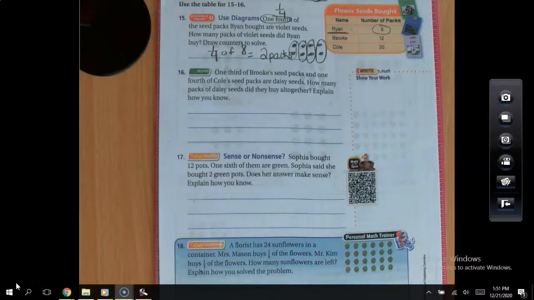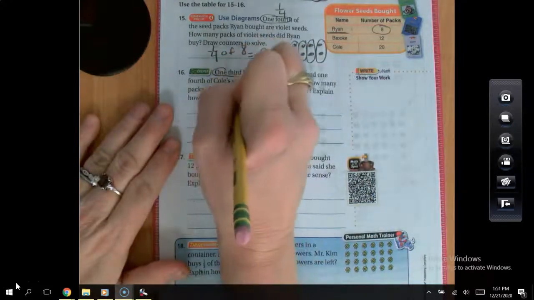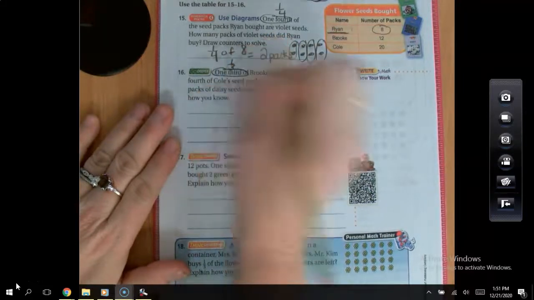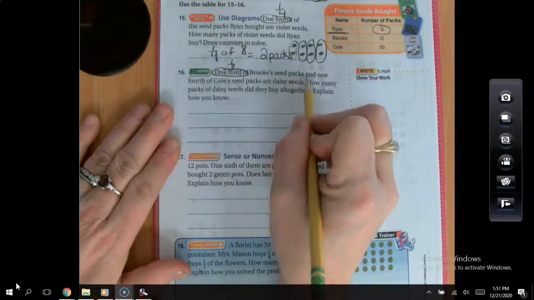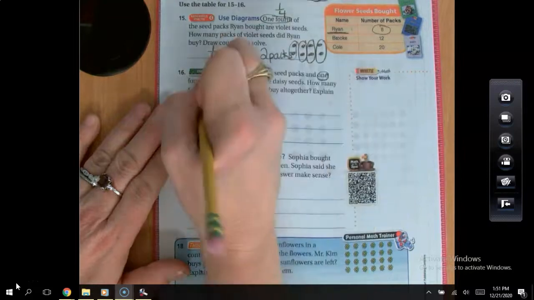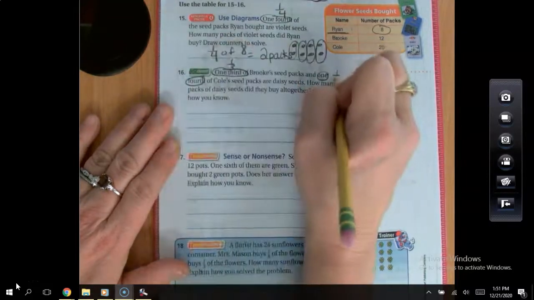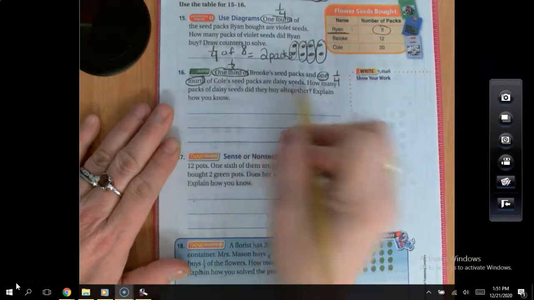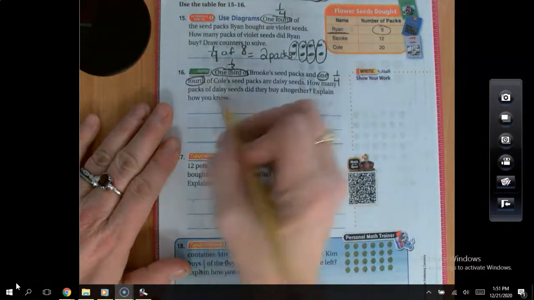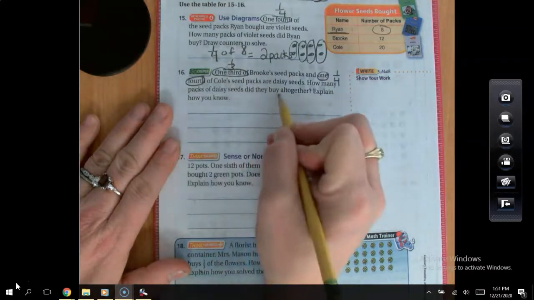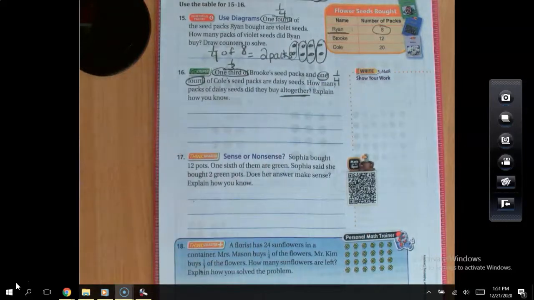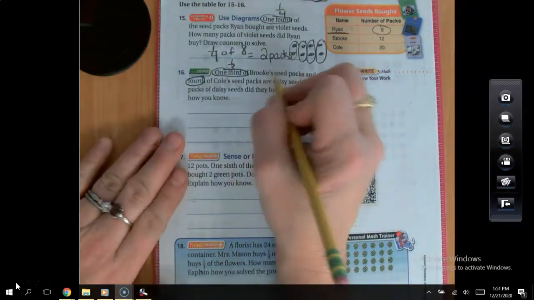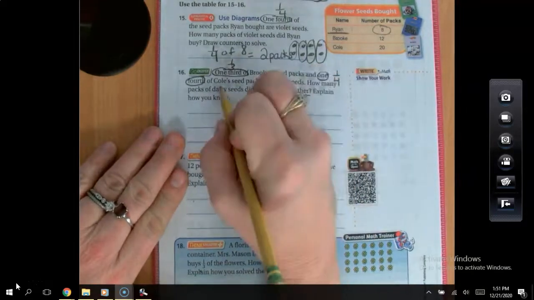It says 1/3 of Brooke's seed packs and 1/4 of Cole's seed packs are daisy seeds. How many packs of daisy seeds did they buy all together? Explain how you know. Well, first of all, let's find Brooke. So we have 2 people. We have Brooke and Cole.